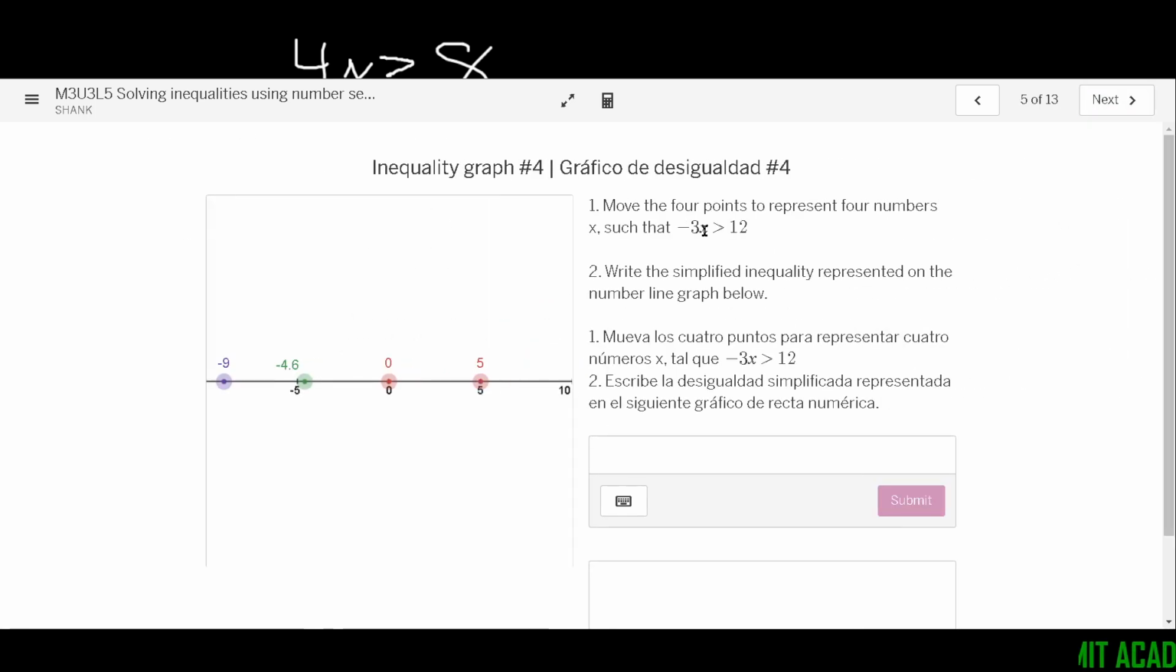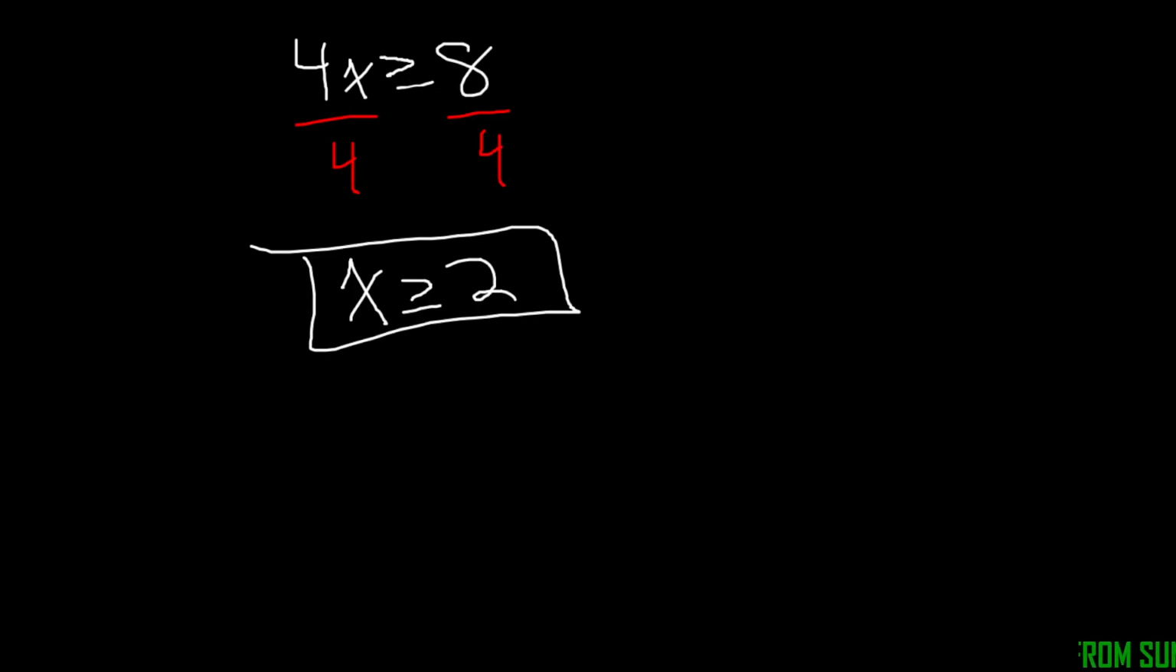All right, same idea. Now this one's going to be a little bit different because we actually have to do one extra step here. So it has -3 times x is greater than 12. And so let's solve what that's going to look like. So let me hide this real quick. So I'm going to say, all right, I have -3x greater than 12. And so same step, I need to divide by that coefficient.